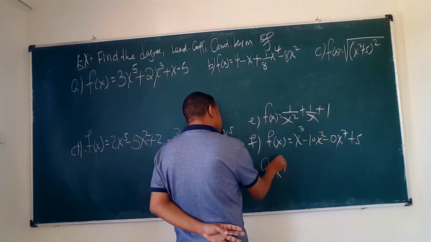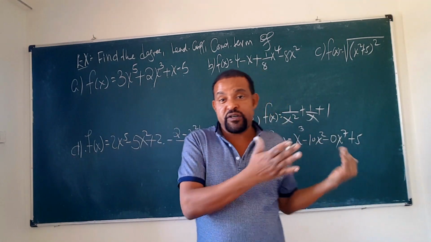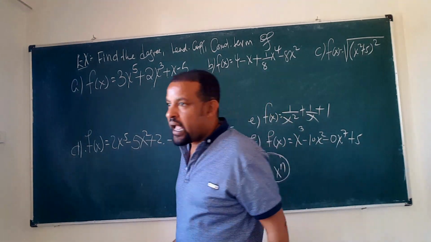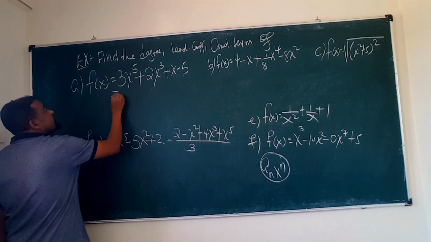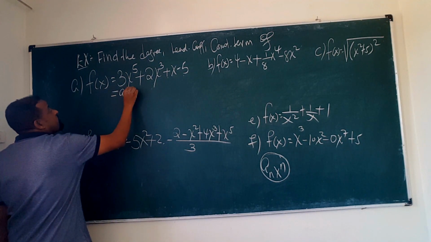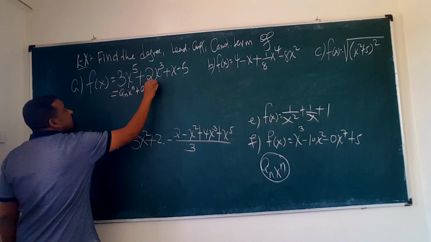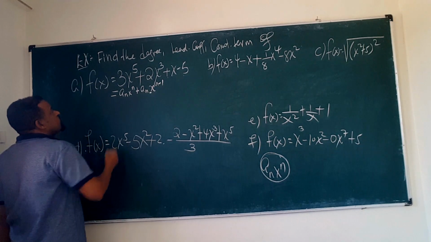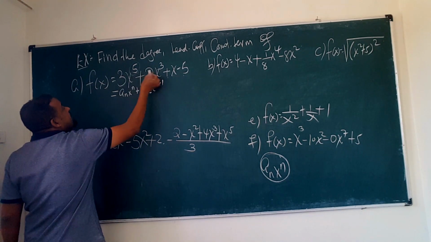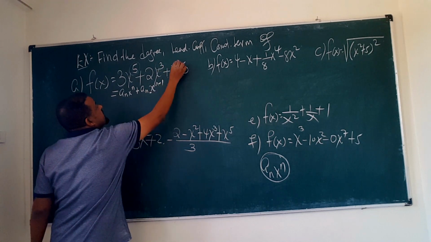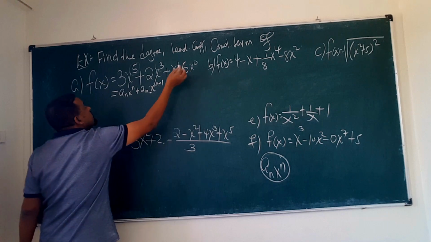First check that the polynomial is in the form a_n x to the power of n plus a_(n-1) x to the power of n minus 1. From the set of real numbers, the coefficients and the exponents must be non-negative integers. So what is the degree? The highest exponent.